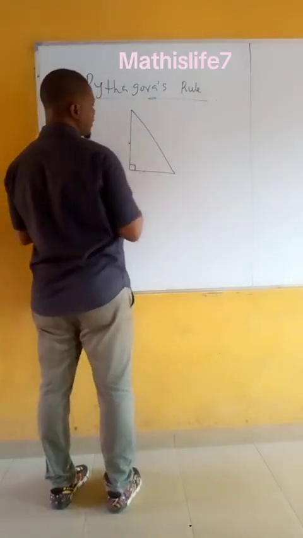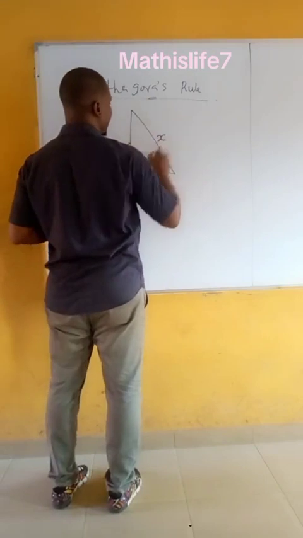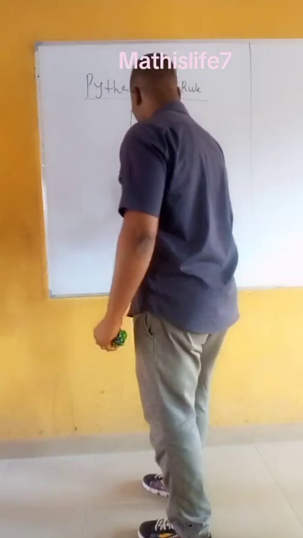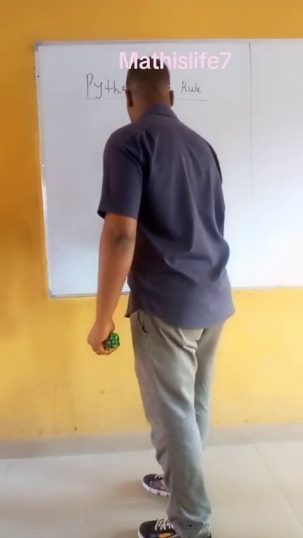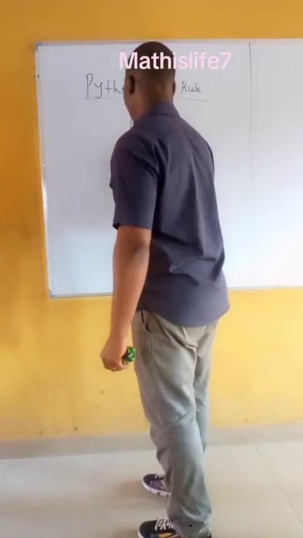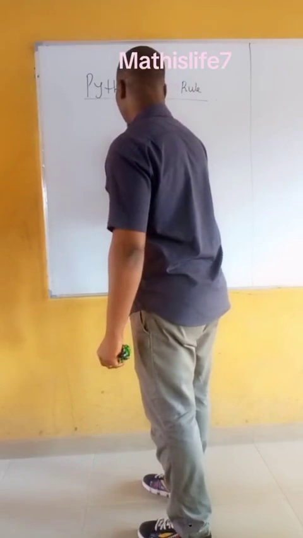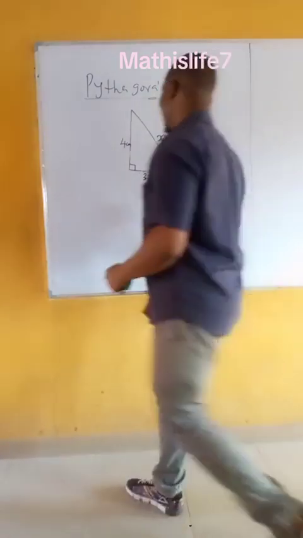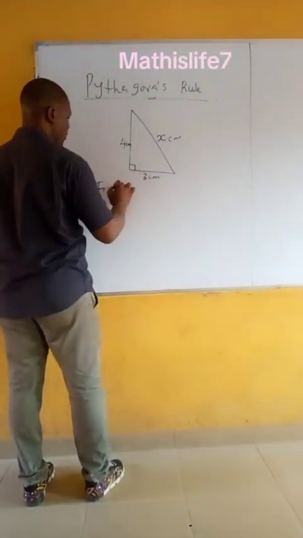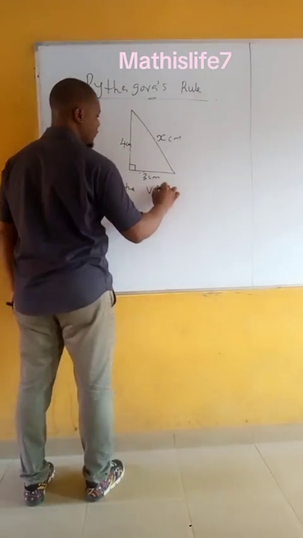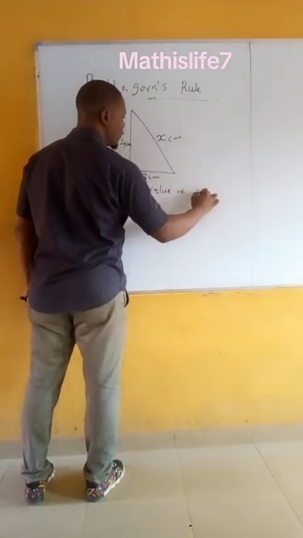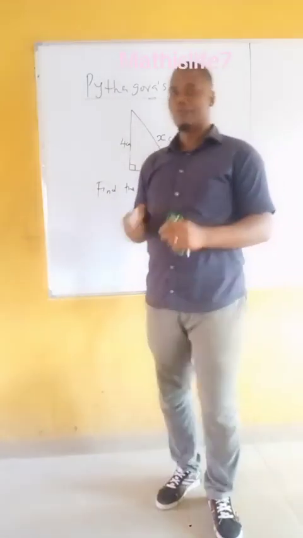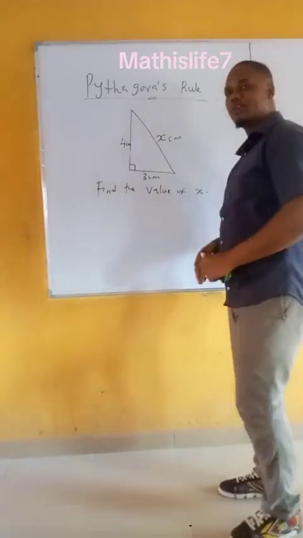For instance, I have here as x. Look at it carefully. And then I have here as, let's say, 3 cm. This is x cm. And here will be 4 cm, let me assume. Then I'll say find the value of x. The value of x. What will I do here?